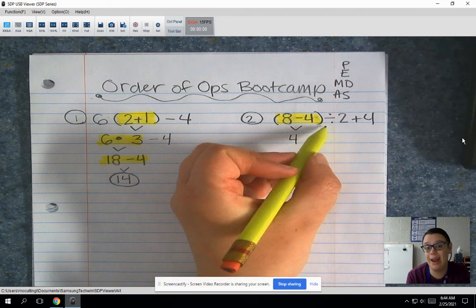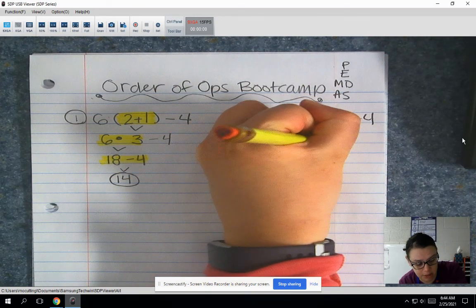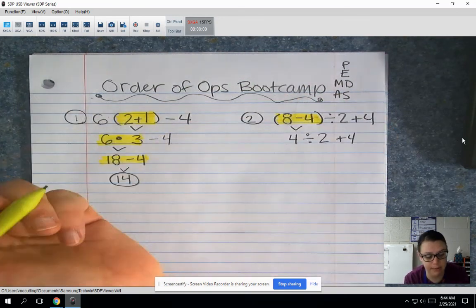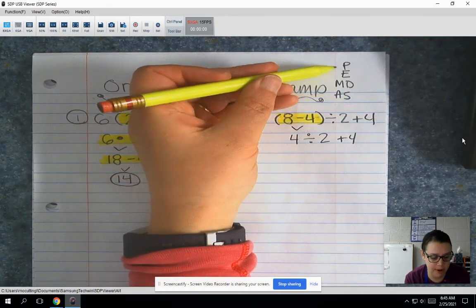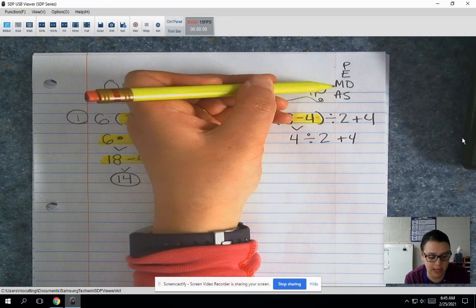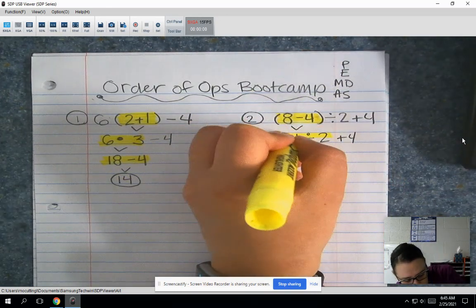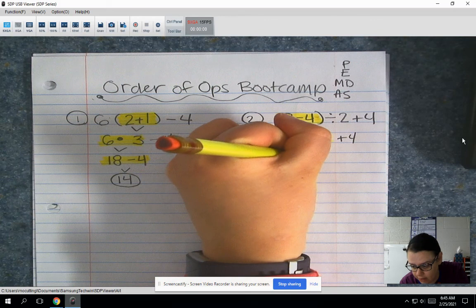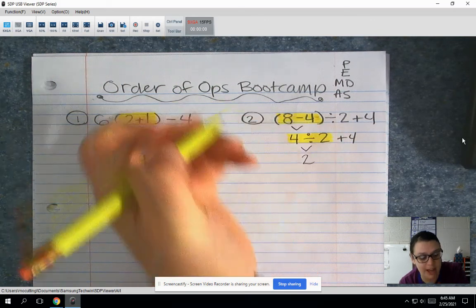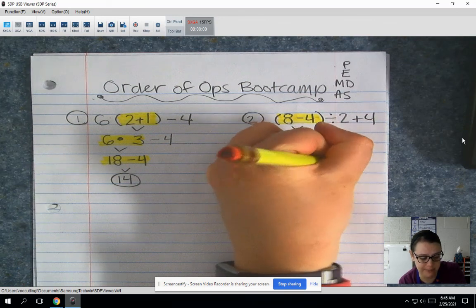I have to copy down everything I haven't highlighted yet. So 4 divided by 2 plus 4. This is my new problem. This is what I have left. No parentheses, no exponents, multiplication or division. Oh, have that. So I'm going to do 4 divided by 2. I highlight that because that's the one step I'm doing right now. 4 divided by 2 is 2. Copy down everything I have left, which is just plus 4.